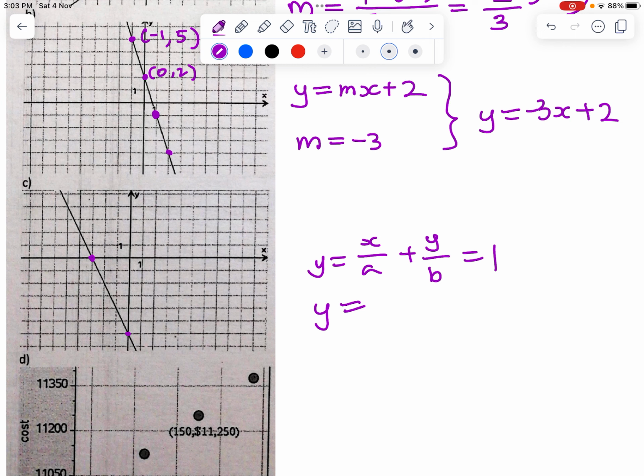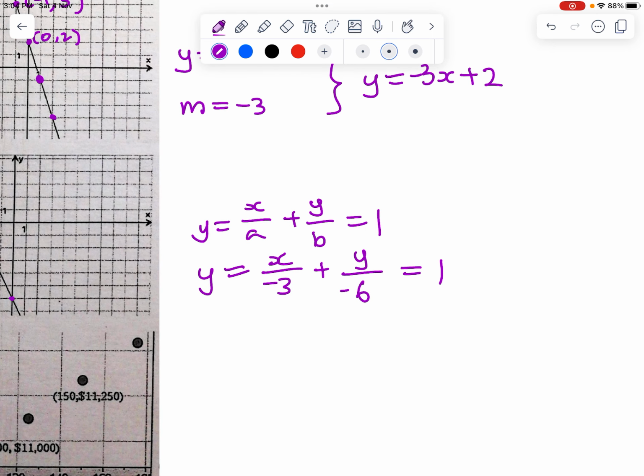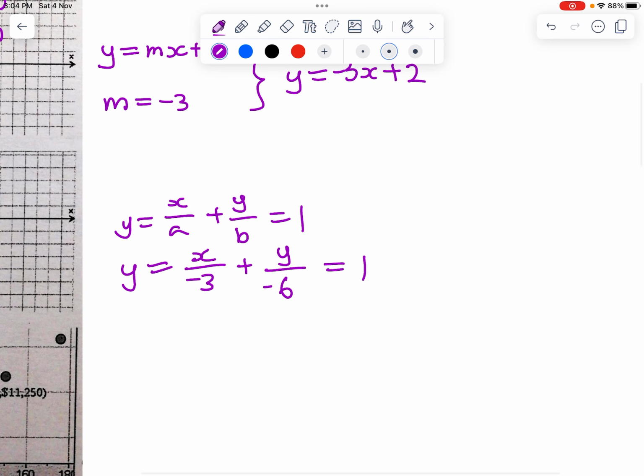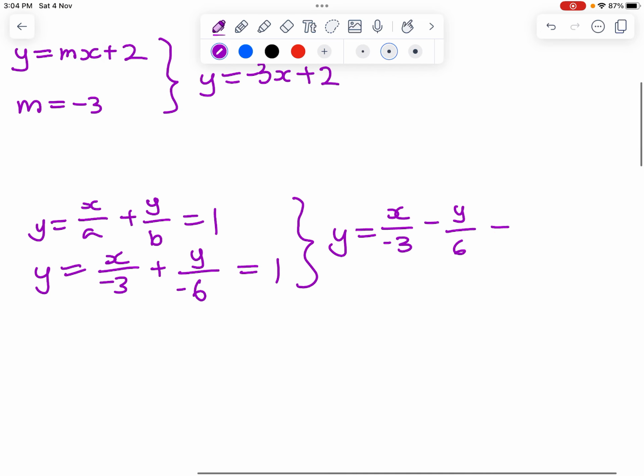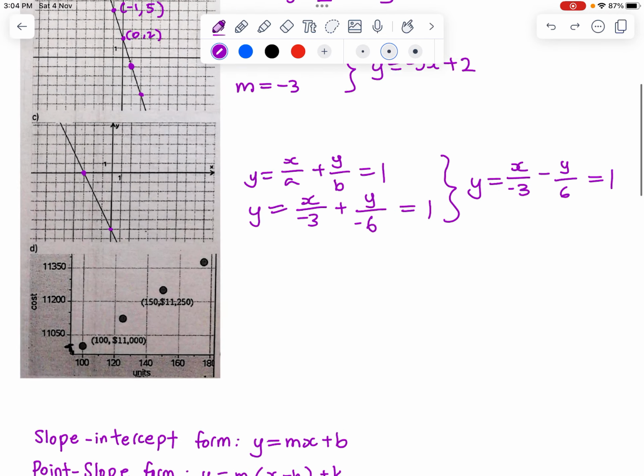So we know that the x-intercept is 1, 2, 3, -3 plus y over b, which is 1, 2, 3, 4, 5, 6, -6 equals to 1. And you can also simplify it to x over -3 minus y over 6 equals 1. So that's clear because this one is negative and positive negative becomes negative. So yeah, there's our simplified version.